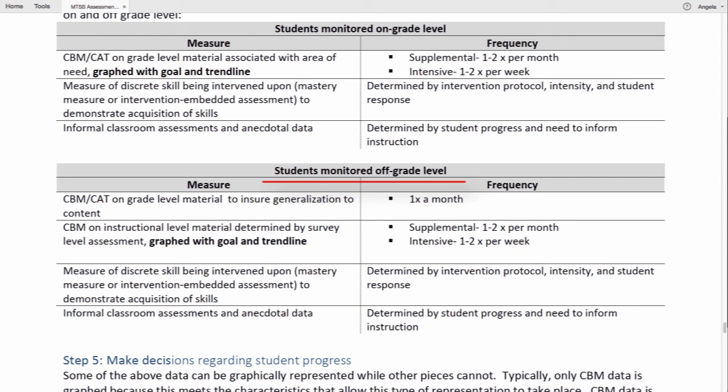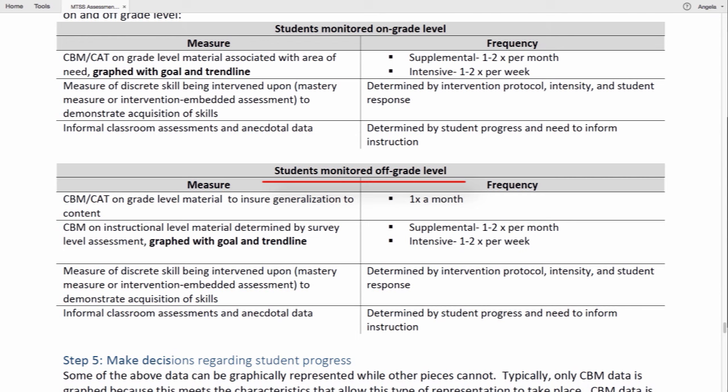For these students, we'll also want about once a month to measure them using a curriculum-based measure or computer adaptive test on their grade level to make sure they're generalizing. So for Chris, think even though we're measuring him most frequently and graphing the data from that 2nd grade oral reading fluency assessment, we're also probably going to give him a 4th grade oral reading fluency measure about 1 time a month.